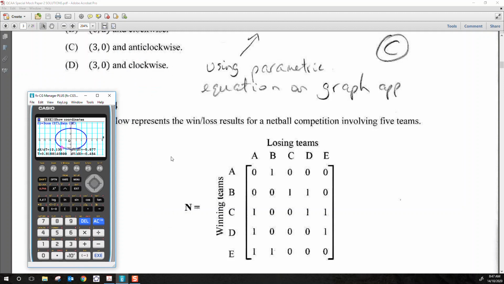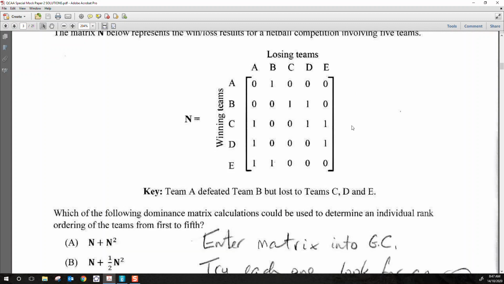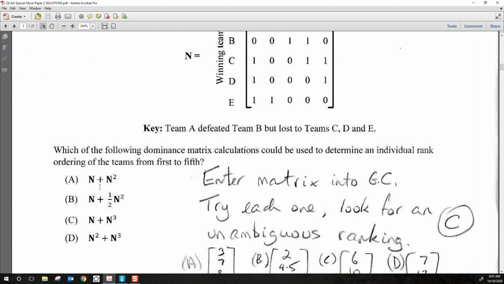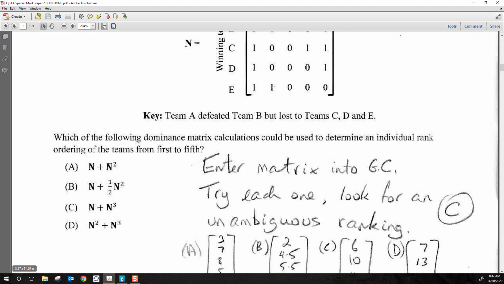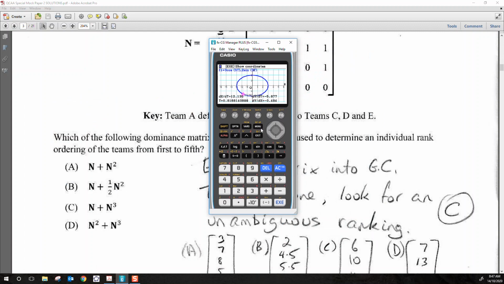Okay, question number 4. This matrix represents the win-loss for a netball competition. It's a dominance matrix question. Which of these dominance matrix calculations could be used to determine an individual rank order of the teams from 1st to 5th? So I do not want to be typing a 5x5 matrix multiple times to check all of these. This is exactly why we can store matrices in the calculator.